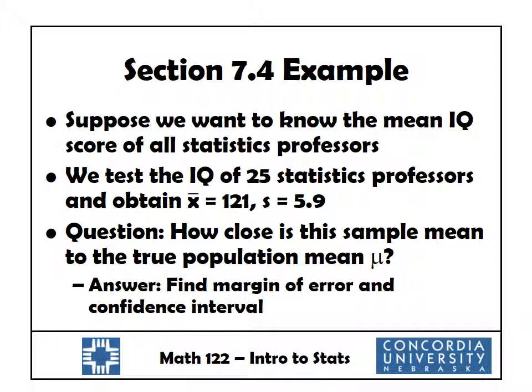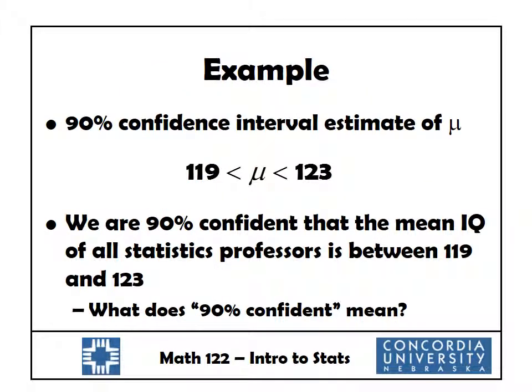And we answered that in the same way as in 7.2. We calculated a margin of error and then used that to calculate a confidence interval. And so here were the results. Again, I won't go through the details of the calculations because we let the calculator do most of the work. And so we interpreted that confidence interval by saying we are 90% confident that the mean IQ of all professors is somewhere between 119 and 123. Again, we want to try to answer the question, what does 90% confident really mean?